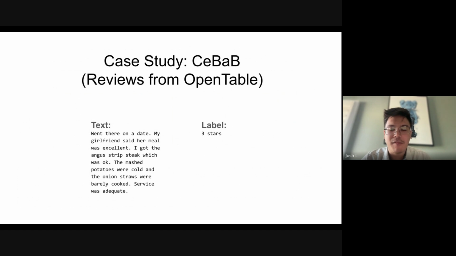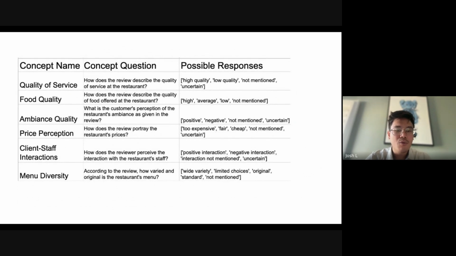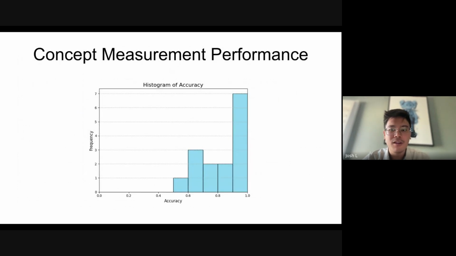So let's look at some examples of the concepts being generated by the system and the questions associated with them. Looking at the concepts, you see that a lot of them are fairly reasonable, and you'd expect that an LLM would be fairly good at answering them. For example, you have ambience quality. What's the customer's perception of the restaurant? Is it positive or negative? Food quality, is it being described as high, average, or low? We look at the performance of the model in relation to human annotators in answering these multiple choice questions. And what we find is that the model we're using for concept measurement, GPT-4, is fairly good.